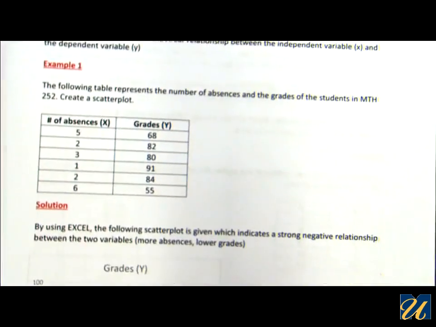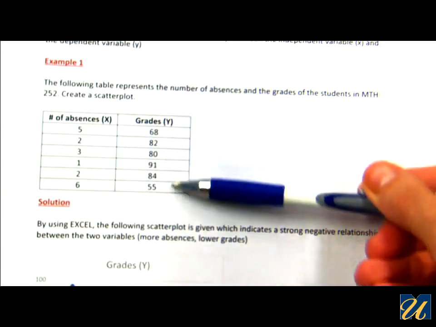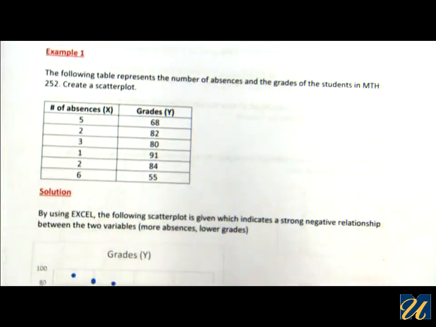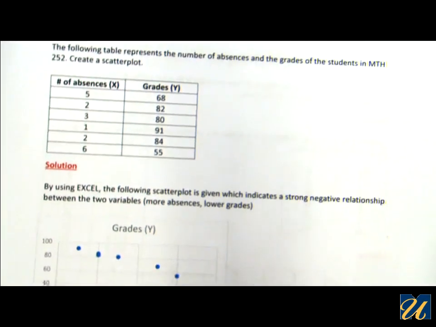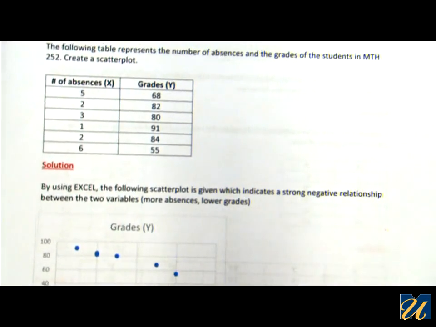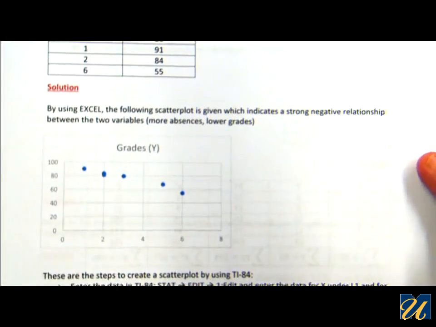The following table represents the number of absences and the grades of the students in Math 252. Create the scatter plot. So we have the x values and we have the y values. There are two ways. You can use Excel. By using Excel, the following scatter plot is given, which indicates a strong negative relationship between the two variables. More absences, basically lower grades. This is how the scatter plot would look like.